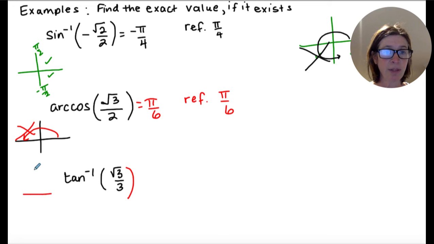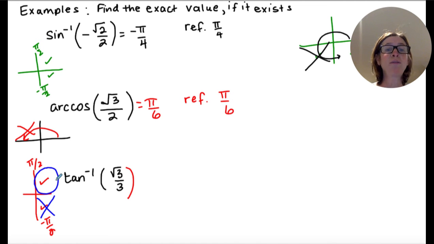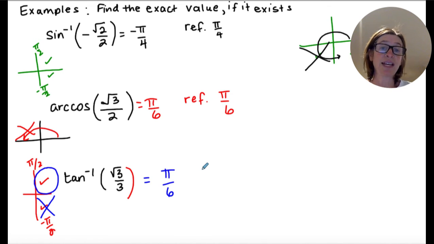All right, tangent. Again, tangent is similar to sine in that its range is between negative pi over 2 and pi over 2. We're looking for where tangent is positive, and tangent is negative in the fourth quadrant, so we're again looking for a first quadrant angle. So we need the reference angle. Root 3 over 3 would again be pi over 6, so it would be equal to its reference angle, pi over 6. And you'd be asked to find the exact values if they exist.